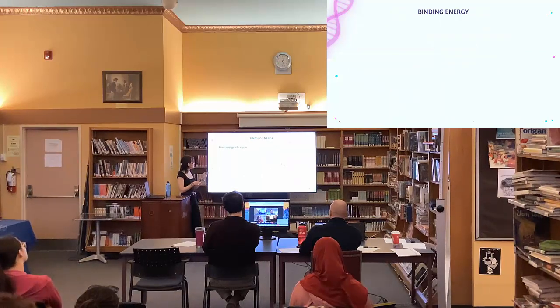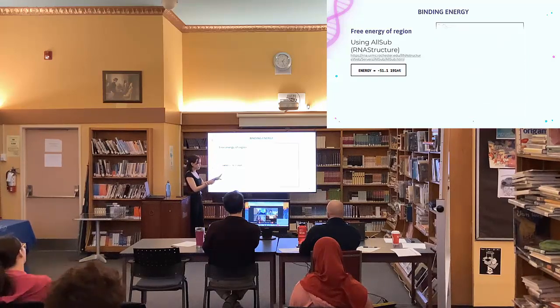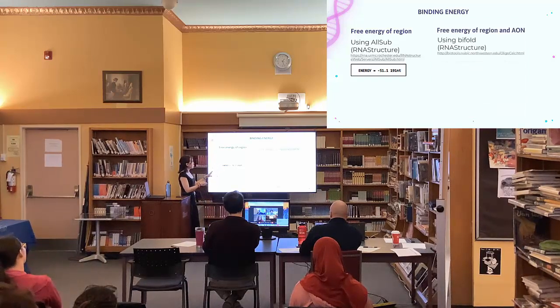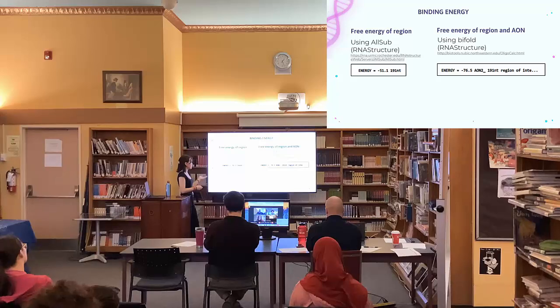Then for the binding energy, first of all, I needed to determine the free energy of the region of interest. Still using the same software, and it gave me this huge structure, as we can see here, and then the free energy of the whole region. Then when I had this value, I did the same, but I used bifold to compare the 2 sequences of my ion and the region. And it also gave me the free energy for this ion region complex.